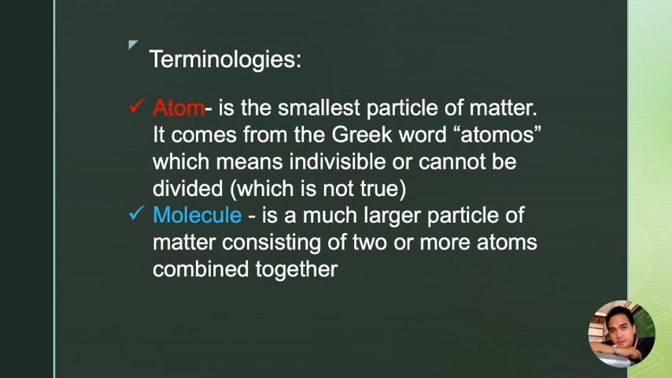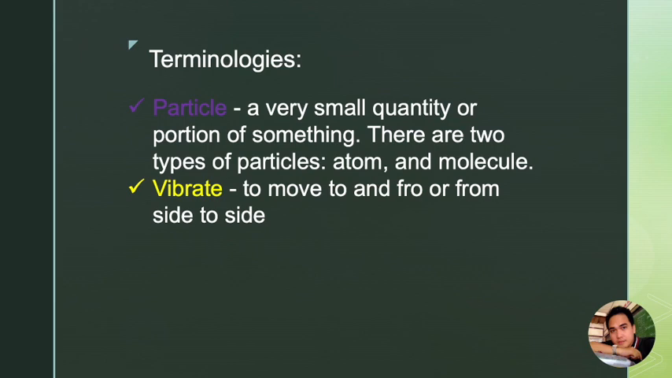Second word is molecule. A molecule is a particle made up of two or more atoms. The third word is particle. A particle is a very small quantity or portion of something. There are two types of particles. We have atom and molecule. The last word is vibrate. This means to move to and fro or from side to side.